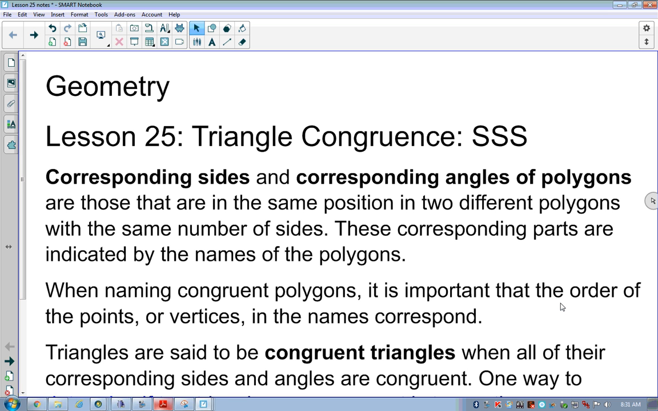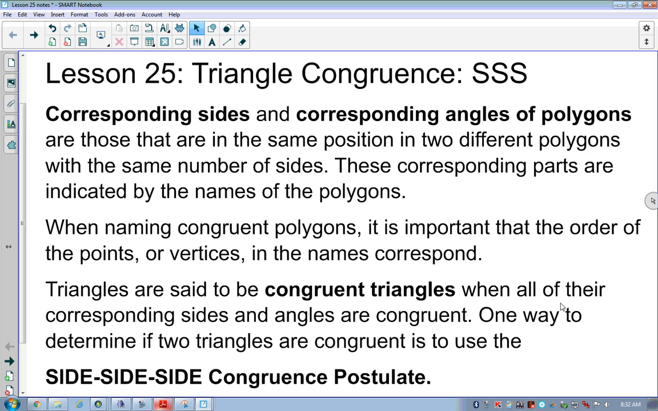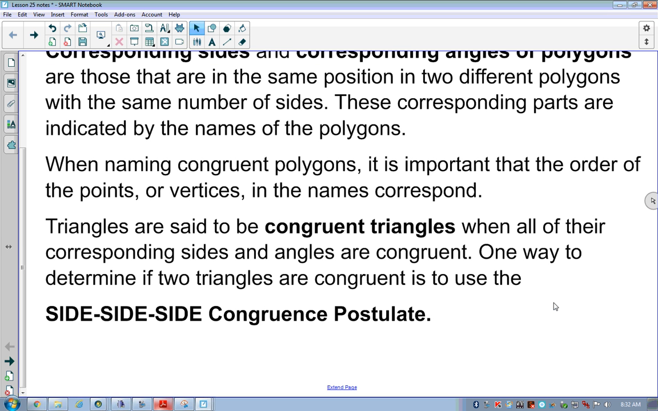Okay? All right. So corresponding sides and corresponding angles of polygons are those that are in the same position in two different polygons with the same number of sides. These corresponding parts are indicated by the names of the polygons. Okay? But we spend a lot of time with triangles because all of your other polygons are going to break down into triangles.